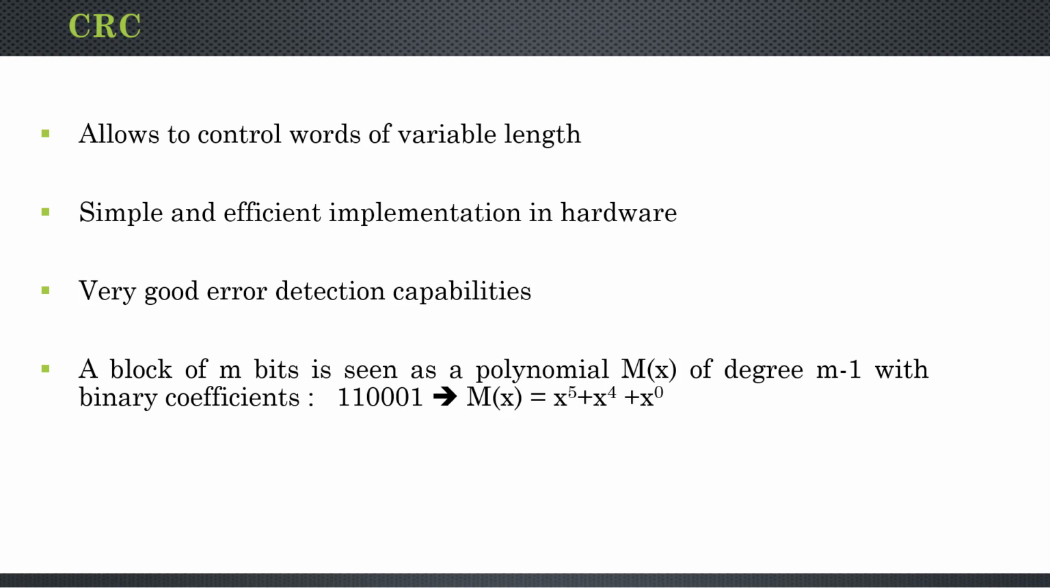So here is an example. A block of 6 bits, 1, 1, 0, 0, 0, 1, is seen as a polynomial m of degree 6 minus 1, which is 5, with binary coefficients. So m equals x to the power of 5 plus x to the power of 4 plus x to the power of 0. Why don't we have x to the power of 3, 2 and 1? Because we have here 3 zeros. So this is the polynomial representation of our data.